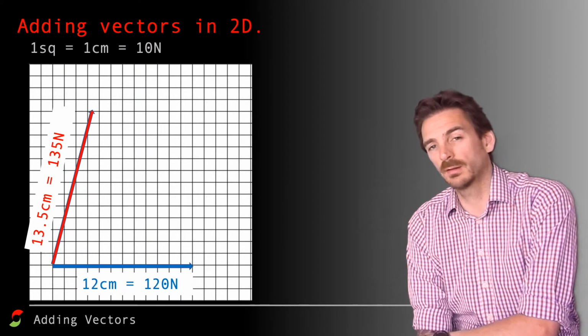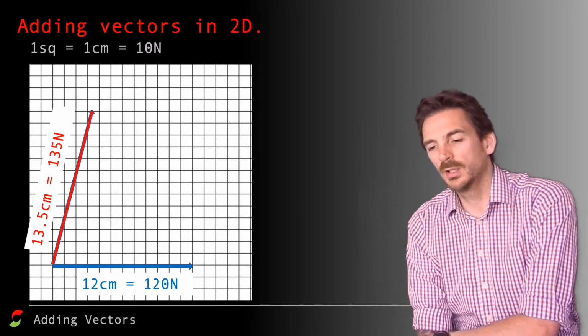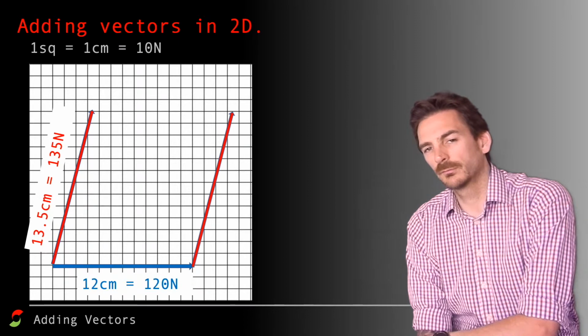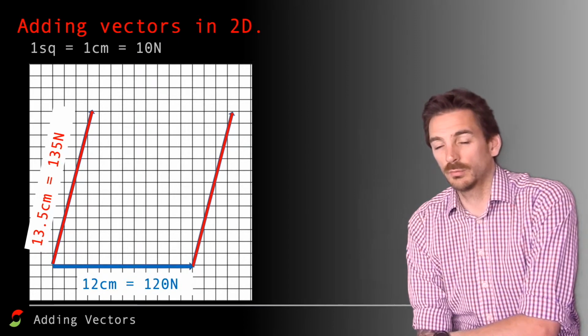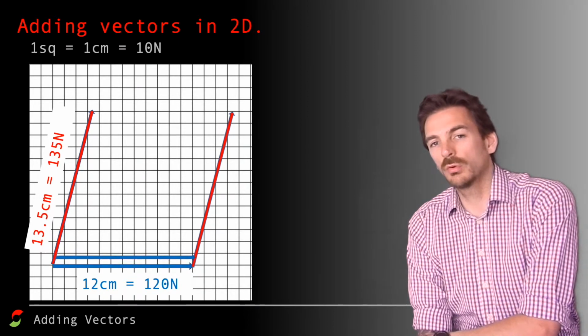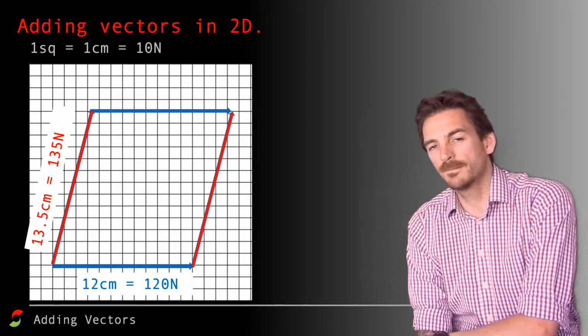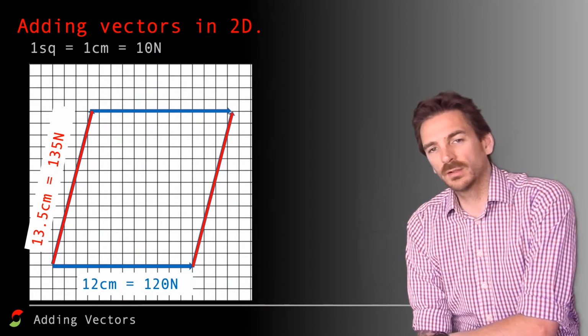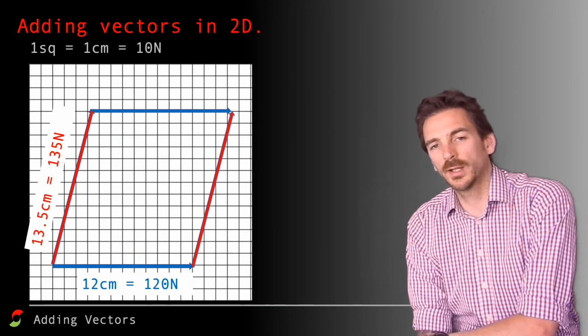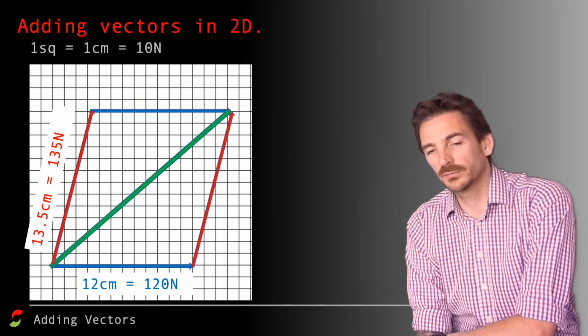And we're going to complete the parallelogram again, so use the same method. So with the red one, we draw a line that's parallel to that, and add it onto the end of the blue one. And we repeat for the blue one, and we draw a parallel line to the blue one at the top of the red vector. And now we have our parallelogram. Now the origin is in the bottom left-hand corner, and it's completed in the top right-hand corner. So we draw an arrow from the bottom left to the top right. That is our resultant force.